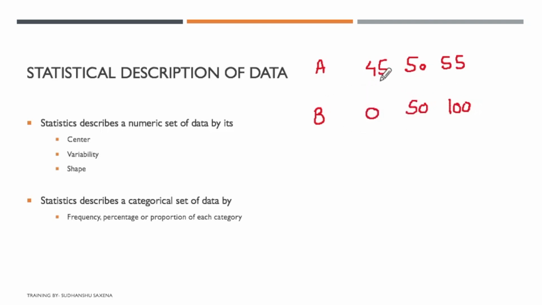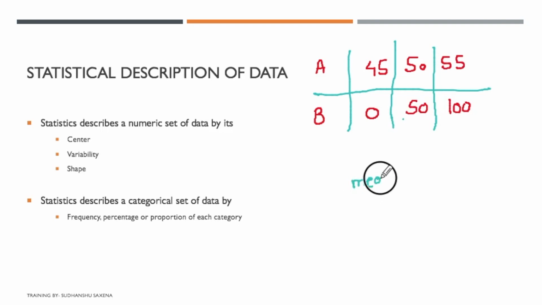Now look at this guy, this guy named A over here. If you just draw a table here like this, I would say the mean value of A is 50 over here. And what is the mean value of B? It is also 50.